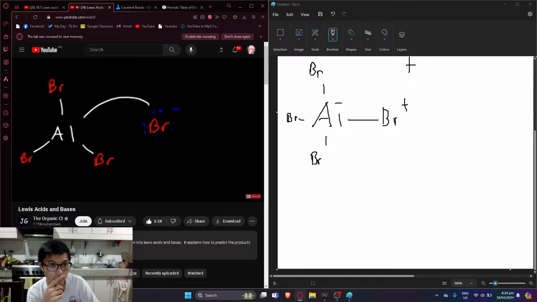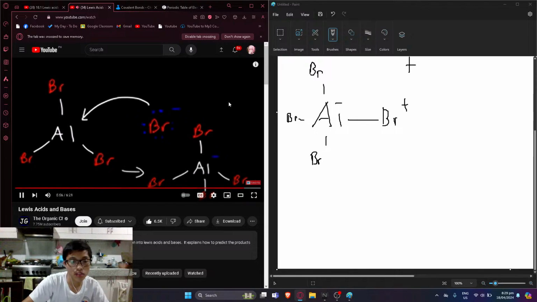So the bromide ion is going to attack the aluminum atom. And so you're going to get AlBr4. It has a tetrahedral molecular geometry, and the aluminum atom now carries the negative charge. And so the bromide becomes positive. That's the basics behind a Lewis acid-base reaction.